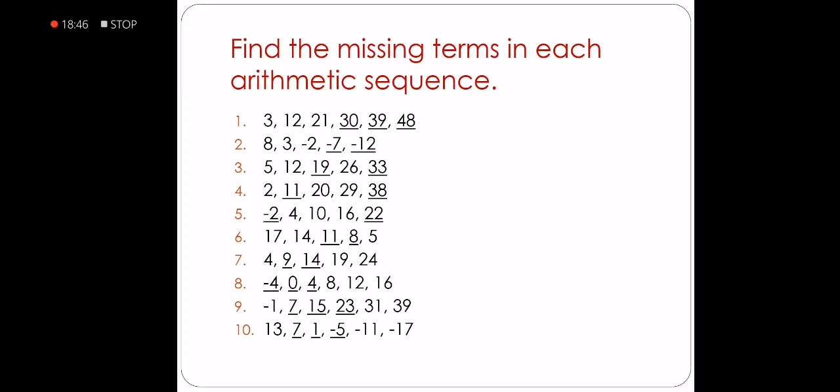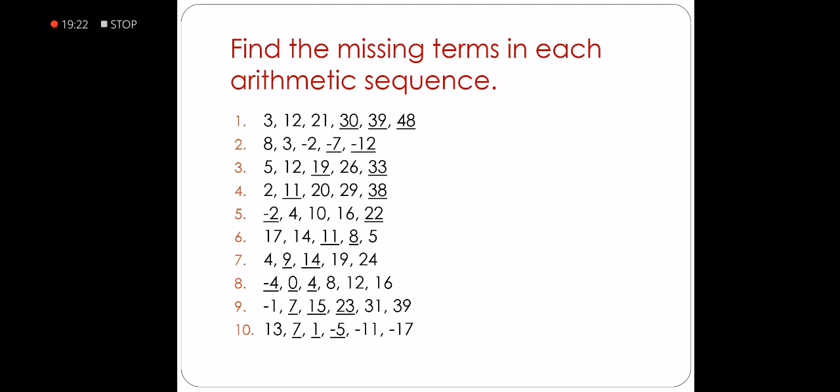Let's say, for example, in number 1, we have 3, 12, 21, blank, blank, blank. We're just going to subtract 12 minus 3, which is simply 9. So, we always add 9 to get the next term, and that is 21 plus 9, 30, plus 9, 39, plus 9, 48. Next, in number 2, our common difference is negative 5. So, we add negative 5 to negative 2, and that is negative 7. And negative 7 plus negative 5 is negative 12.